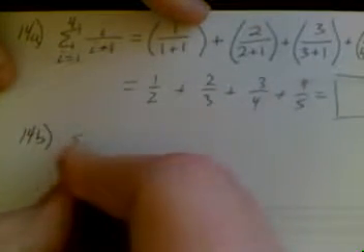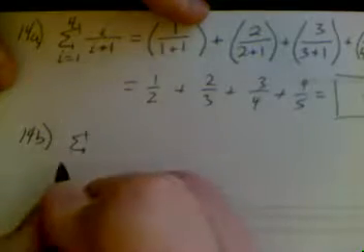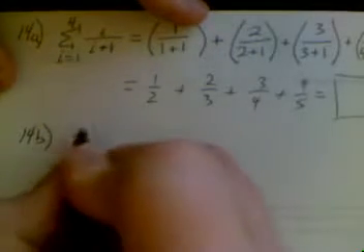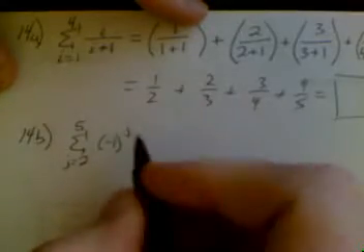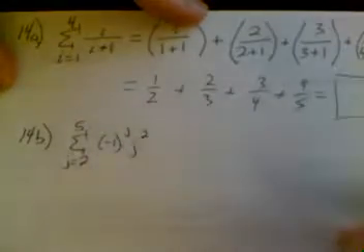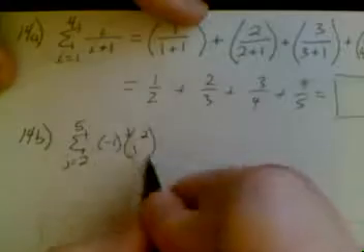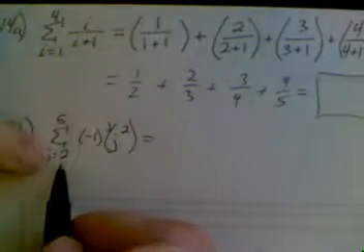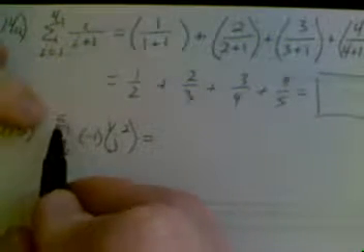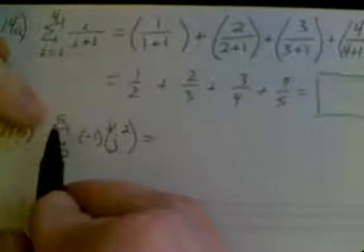14b is the summation as j equals 2 to 5 of (-1)^j times j squared. Okay, I'm going to go ahead and put that in parentheses, so I'm very careful with this. Notice, where am I starting? Starting at the value of 2, where do I end at the value of 5? Does that mean I have 5 terms?